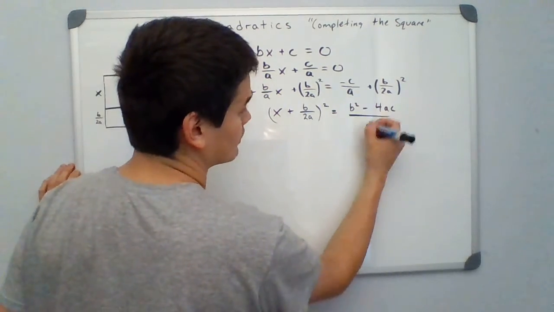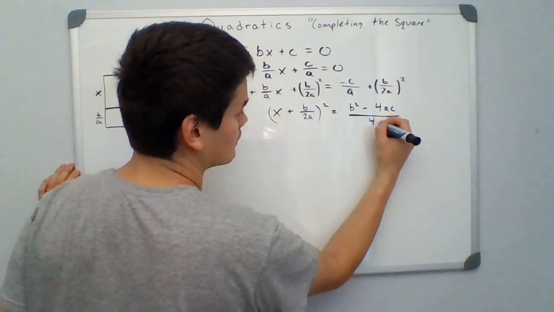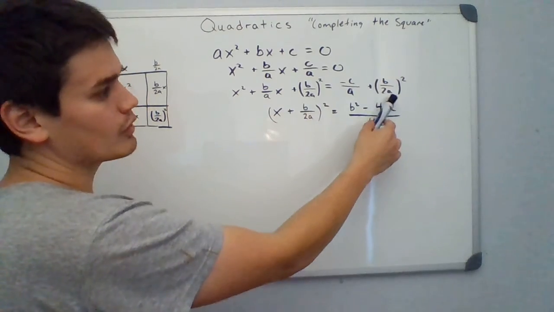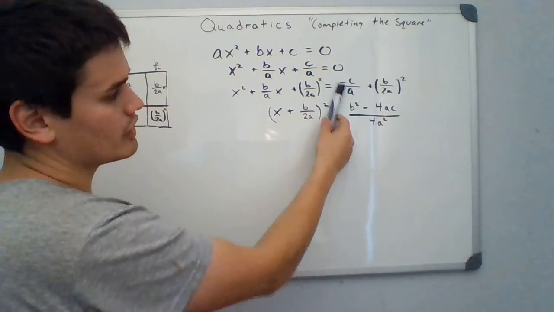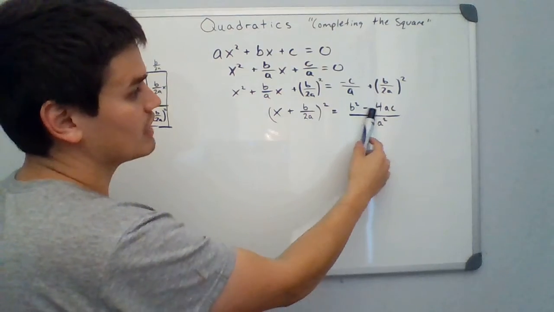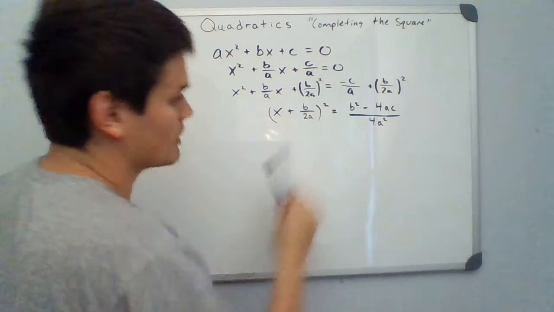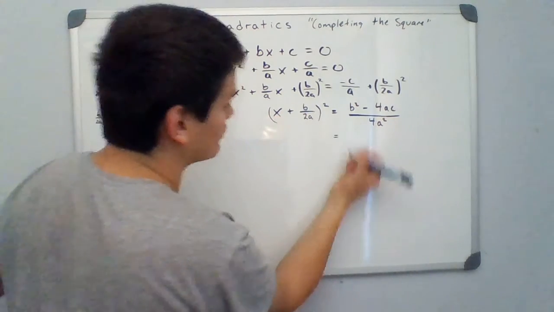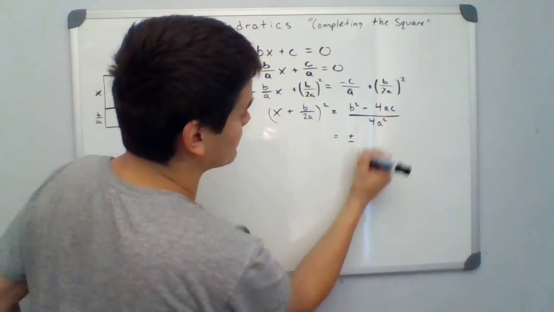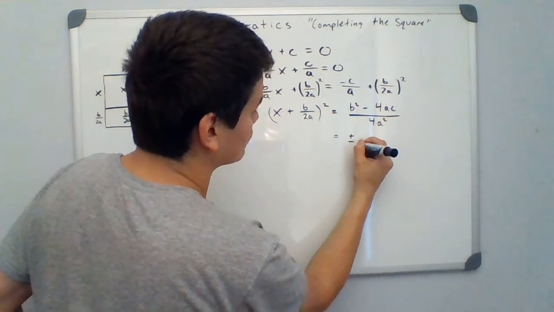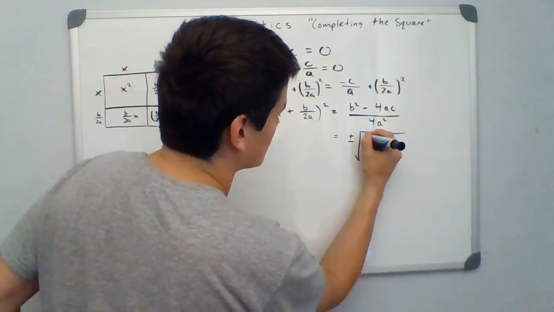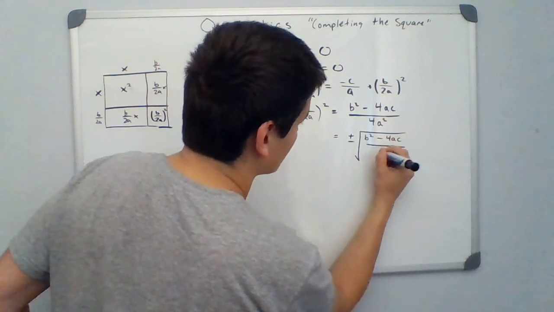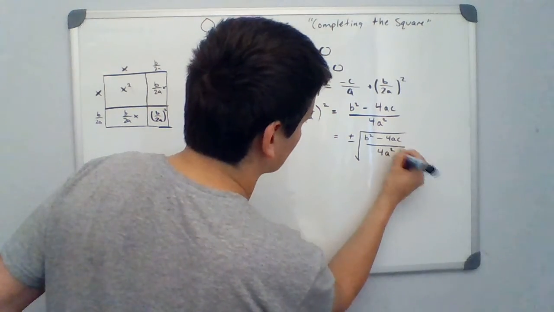So if I do that, it's going to look like that. So once I squared this, I would have b squared over 4a squared. And I can multiply the numerator and the denominator here by 4a, and I get minus 4a times c, and I can combine them into that fraction. And then I'm going to take the square root of both sides of this equation, and I'll have plus and minus the square root of b squared minus 4ac divided by 4a squared.